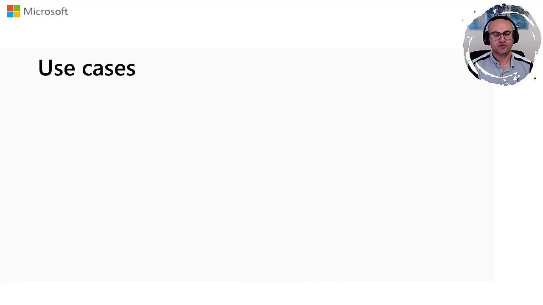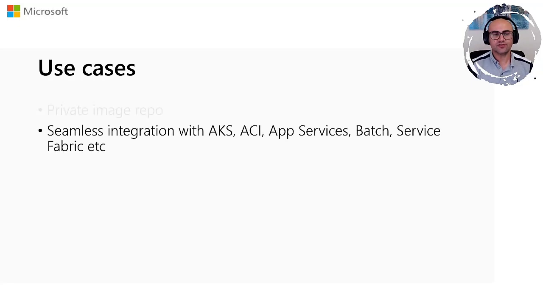Let's have a look at a few use cases for Azure Container Registry. The very first one is that if you need to have a private image repository, ACR is what you should be using. It allows you to have seamless integration with AKS, Azure Container Instances, App Services, Azure Batch, and Service Fabric by default. So really great if you are using one of those services, and we will have a look at a few of those services in our upcoming slides.